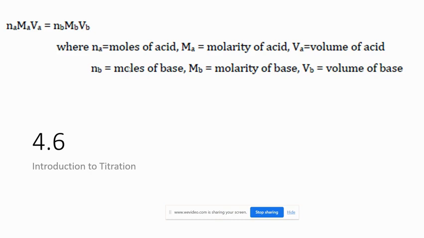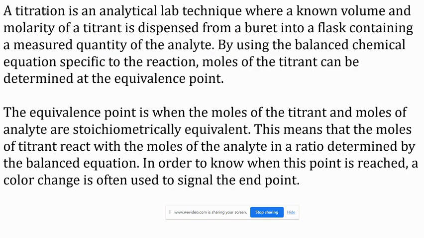Okay. So this is a burette. All right. So it is an analytical technique where you have a known volume and molarity of your titrant. That's the stuff that's coming in from your burette. It's going into a flask, and typically that's going to have something called an analyte, which is what you are analyzing, to try to figure out what's going on. And typically with that analyte, you're trying to figure out the molarity of it or the moles of that material that's in there.